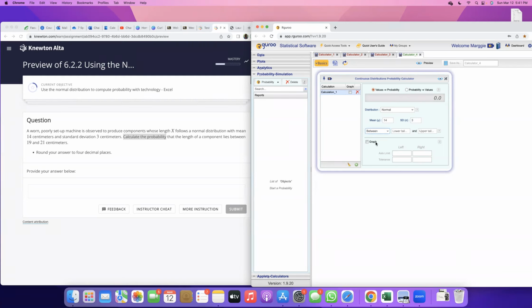And this is the benefit of RGuroo and a calculator. In the calculator, you will have to know how to work with the PDF and the CDF function, and then do the subtraction between the two of them, because there is no way for the calculators to do in-between probability. So in here, you do the in-between. The lower tail is 19. That's the minimum value. And the upper, which is the maximum value, is 21.